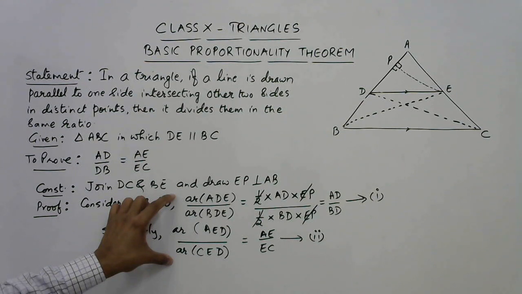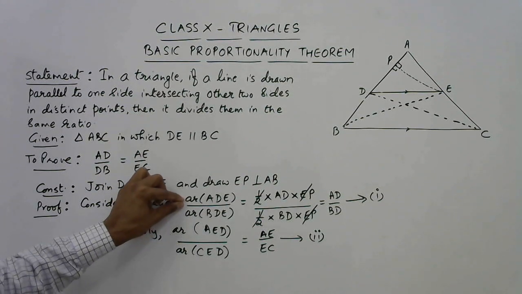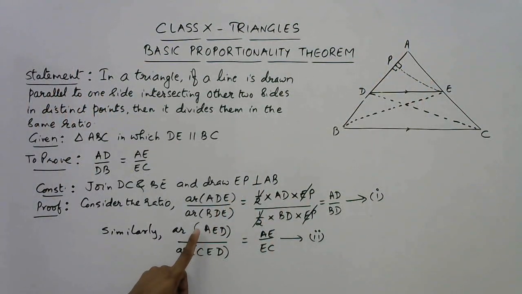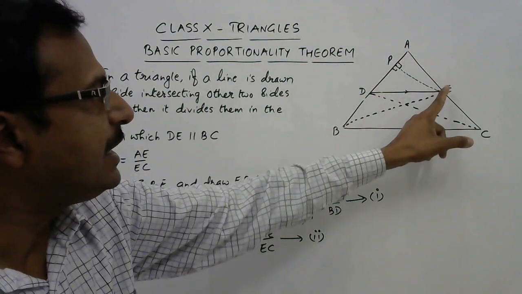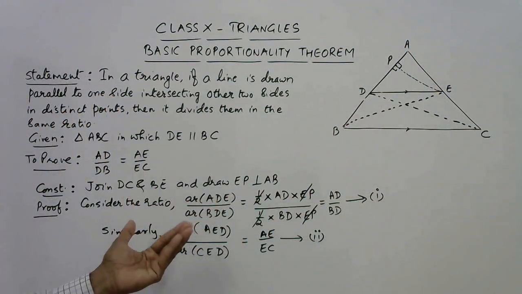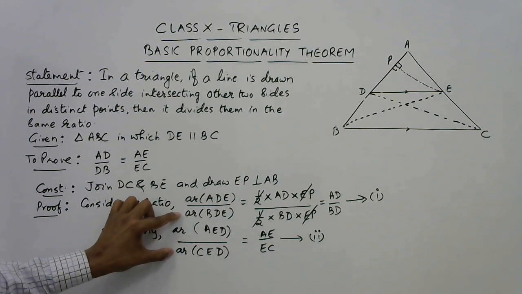So that is a very crucial step now. We have to try and equate the left hand sides of these two equations. How do we equate the left hand sides? Just see the numerators first. In the numerator here, it is area of ADE. So ADE is this triangle. And what about the numerator here? AED. AED is again the same triangle. So the numerators are already equal. What we need to do is to equate the denominators.